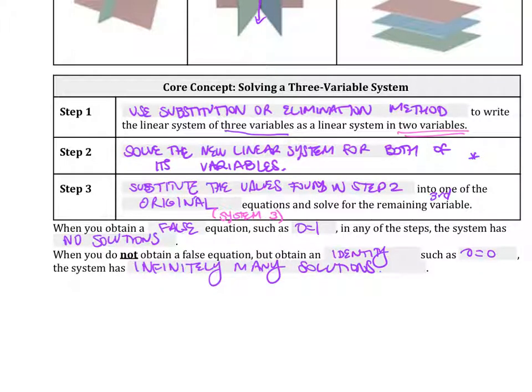Okay, so that's the introduction to it. In the next video, I'll go ahead and solve for an example.